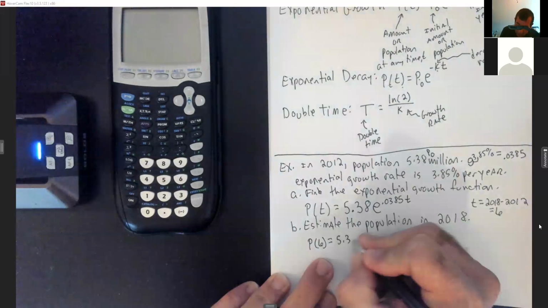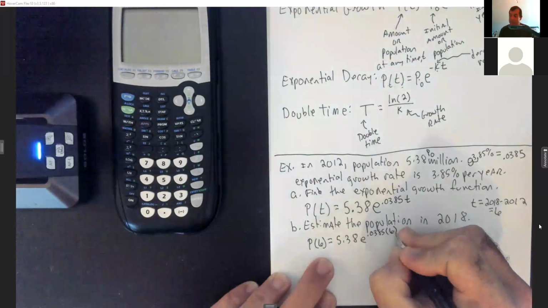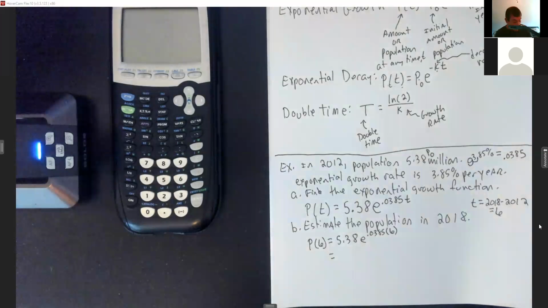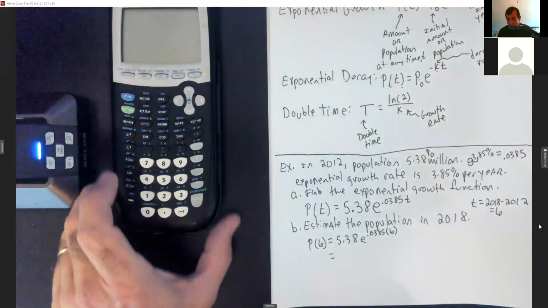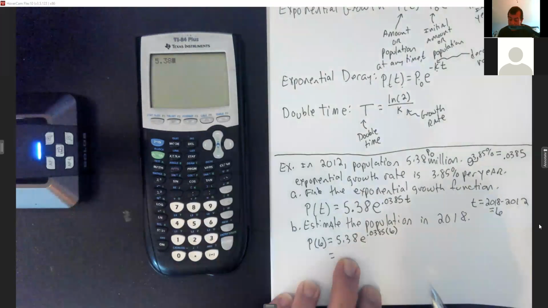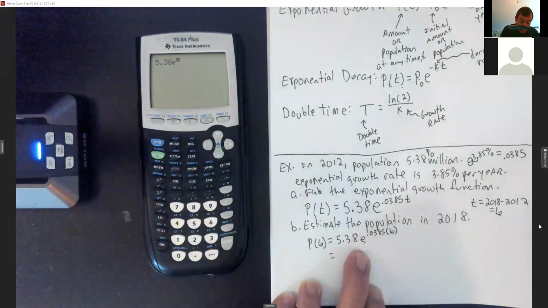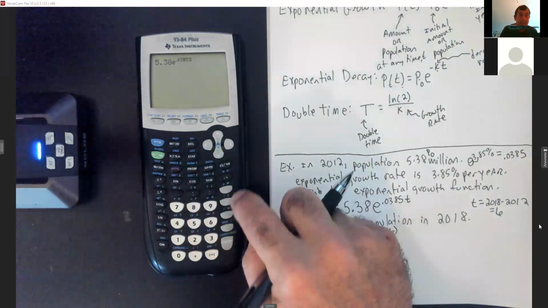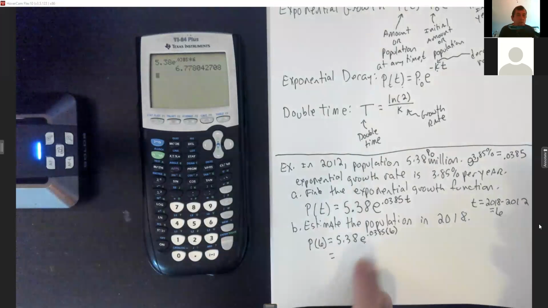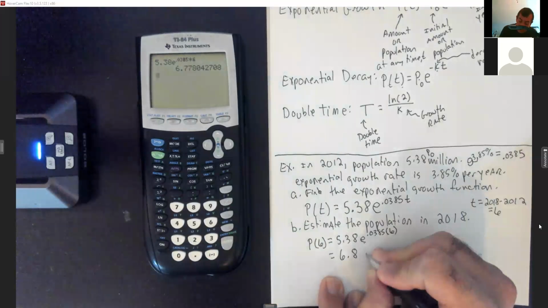So put in your 5.38 e to the 0.0385, and that's going to get multiplied by 6. These are wanting us to round to one decimal place when we get our answer. I just plug this into my calculator as it looks. I got my 5.38. Remember, to get the e with the exponent, you hit second ln. That brings up the e with the exponent. And then we do 0.0385 times 6. Remember, we're rounding to one decimal place. So that's 6.77, I'll make that a 6.8. And remember, that's actually in millions.